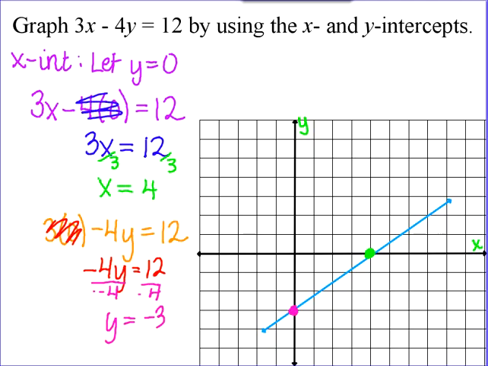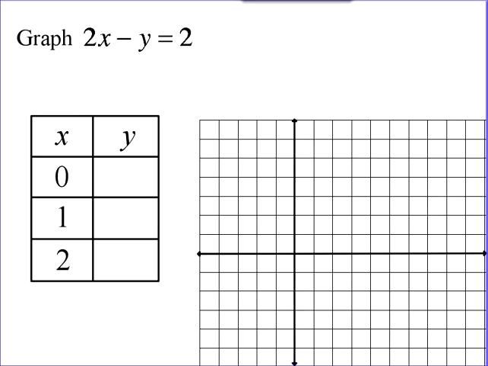So we've looked at linear equations, we've looked at intercepts. Is that a little bit clearer? All right, now we're going to look at how you do a table. If you remember, if we had a fraction, we want multiples of the denominator. I don't have a fraction here, so I'm going to use 0, 1, and 2, just because the smaller numbers you have, the smaller your answers are going to be, and it's going to be a little easier. You don't have to draw a big graph then.